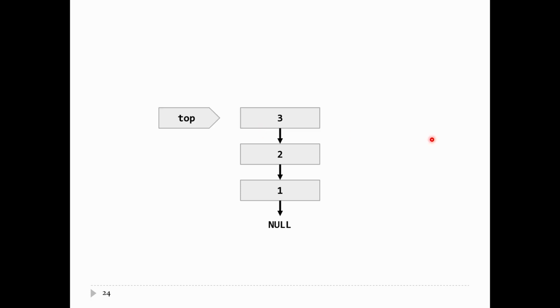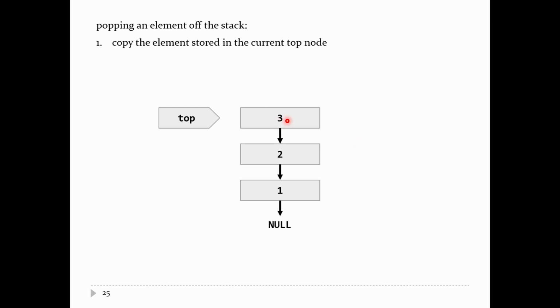OK, so if I push another element onto the stack, I now want to look at pop. How do I pop an element off this stack? When I pop the element, I want to return that 3 back to the caller. So I need to make a copy of that 3, so copy the element stored in the current top node. I'm going to copy the 3, which is why I'm showing it in red.